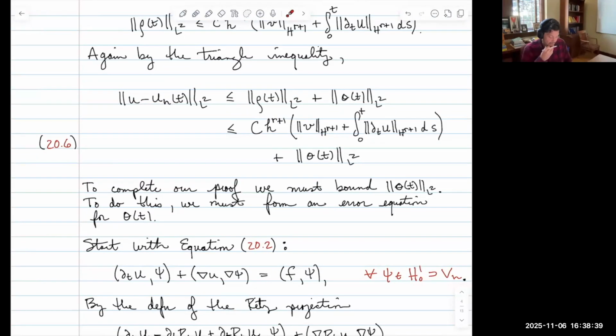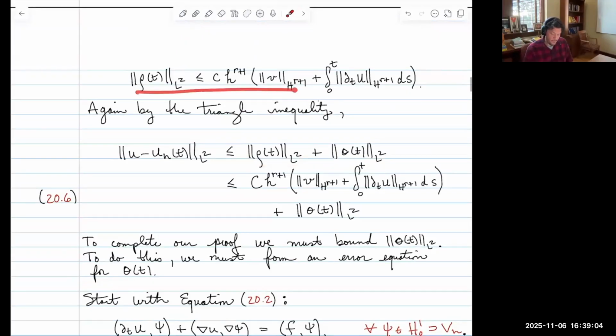Now, what do I have? Remember, the thing that I ultimately want is this error in the L2 norm. But by the triangle inequality, this is equal to rho plus theta. So I can show that this error is less than this norm plus this norm. I just showed that I have an estimate for this guy up here. So I'm going to put that estimate there, but I still need to estimate this guy. So the rest of the proof is going to be focused on that.